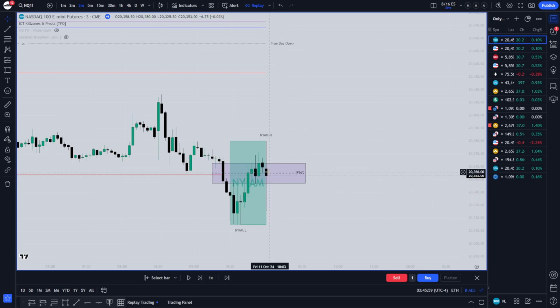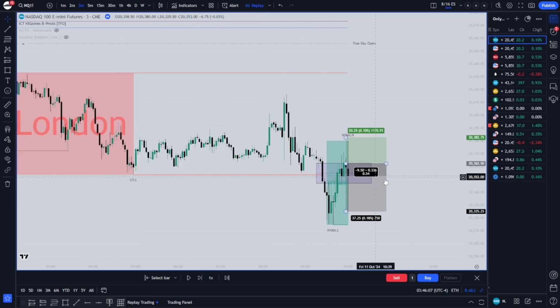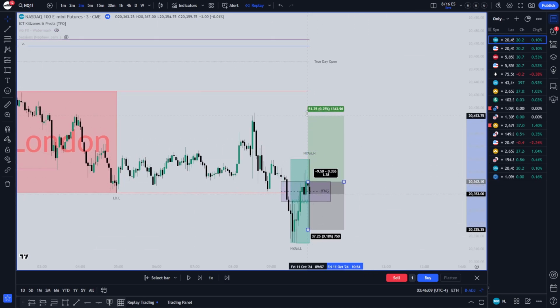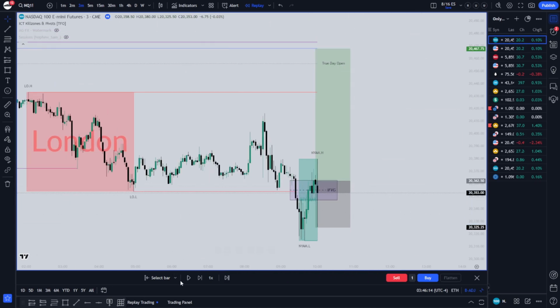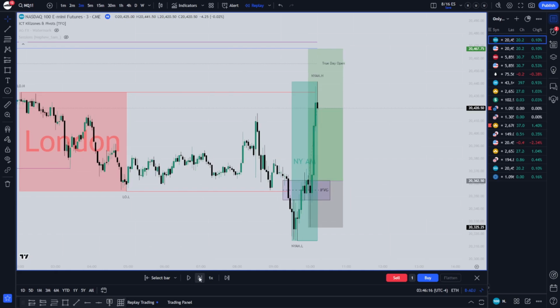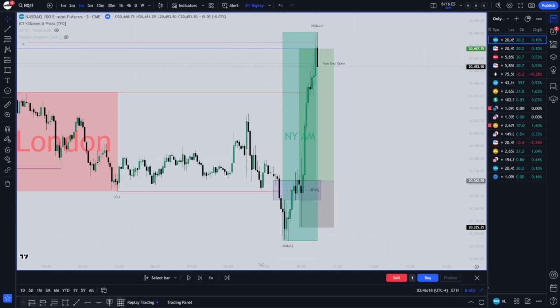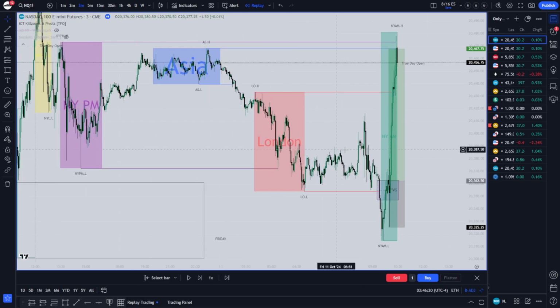So we did have 10 a.m. news right here. However, we are still respecting the IFVG. So probably put our stop right there, and we could target that high. And we trade straight through it.